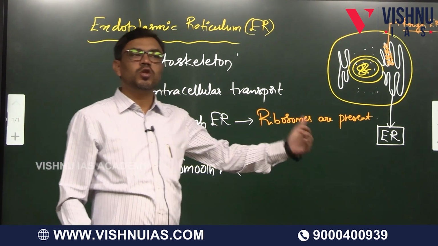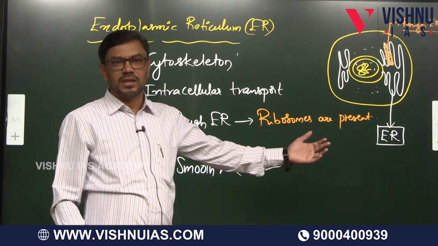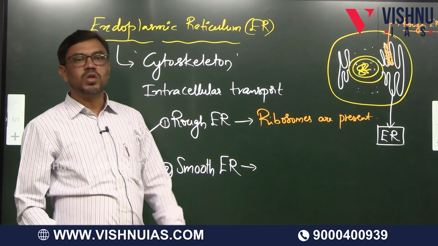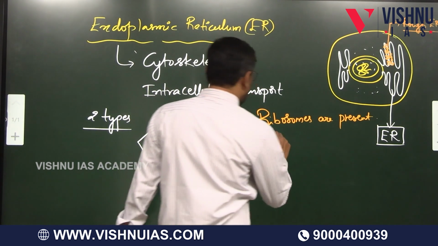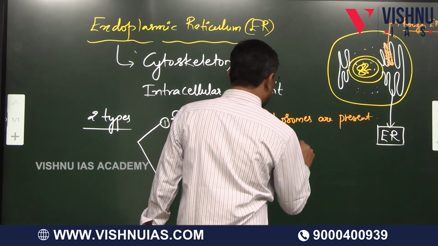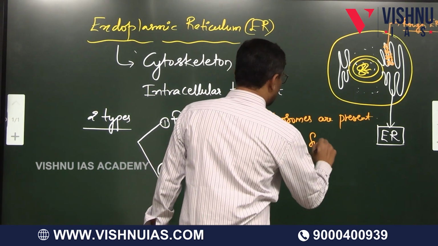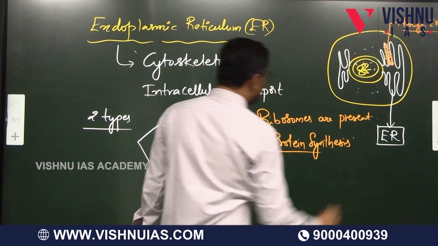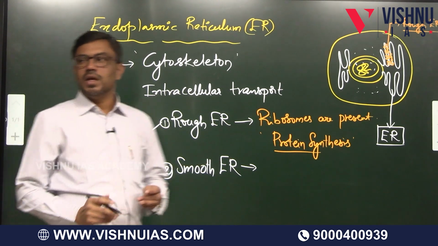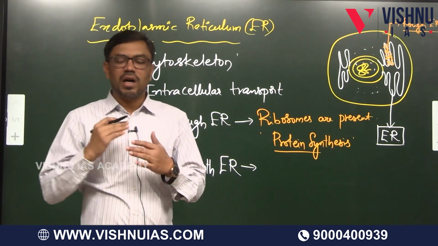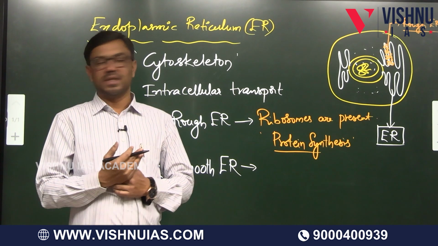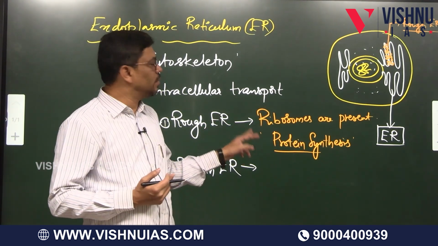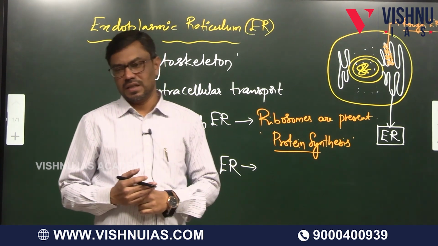The function of ribosomes is protein synthesis, protein production. So, the function of rough endoplasmic reticulum is also protein synthesis. Just for your understanding, remember: rough endoplasmic reticulum means ribosomes are present on its surface, and its function is protein synthesis.